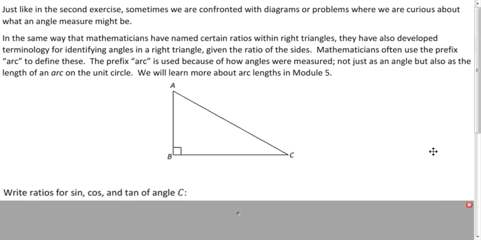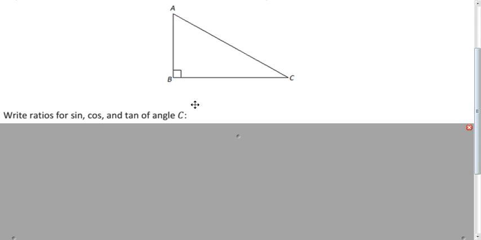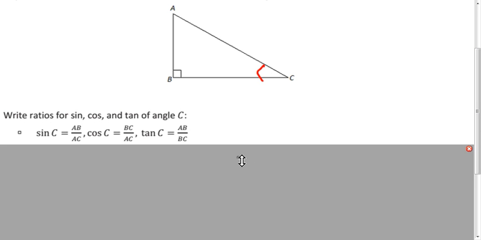In order to undo the three trigonometric ratios, we use arc functions. We use the word arc because it refers to how we measure angles and arcs of circles, so they're related to each other. Let's see how we can use them. First, write out the ratios for angle C. Try that now, and then I'll show you the answers. So here are the three ratios.